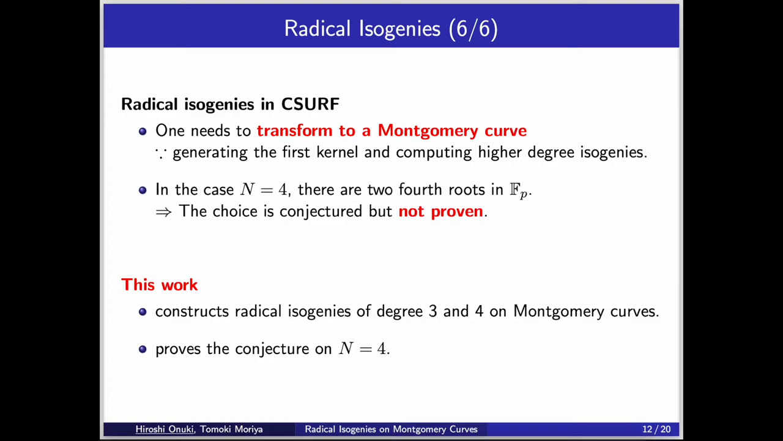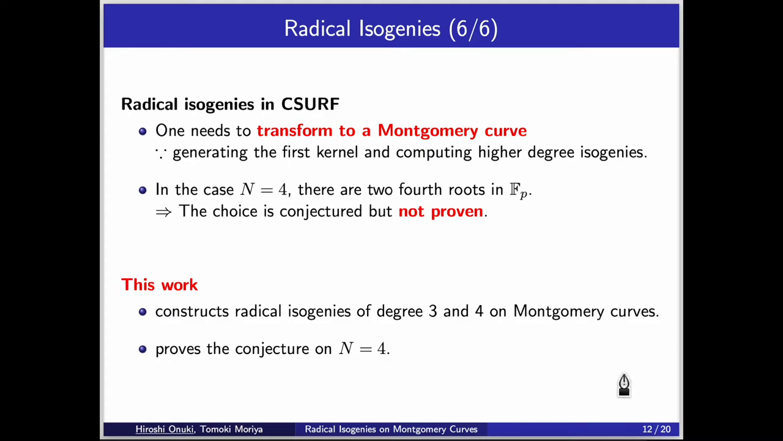To apply radical isogenies to CSIDH, we need to transform a curve computed by radical isogenies to a Montgomery curve for generating the first kernel and computing higher degree isogenies. These computations are more efficient on Montgomery curves. In the case n equals 4, there are two fourth roots in a prime field FP, so we need to determine which one corresponds to an isogeny used in CSURF. The choice is conjectured by CDB 2020, but not proven.